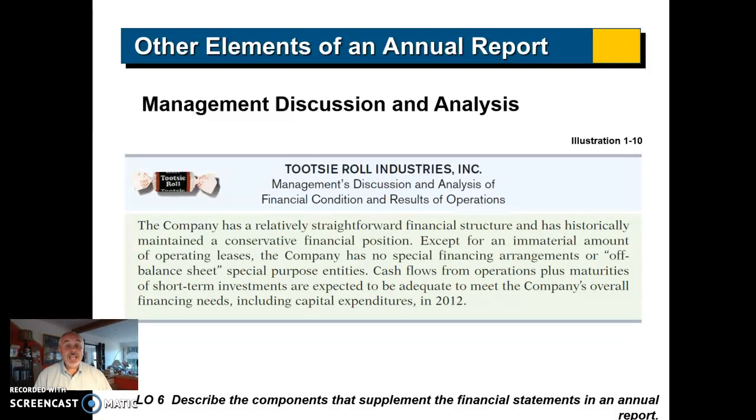It further says cash flows from operations plus maturities of short-term investments are expected to be adequate to meet the company's overall financing needs, including capital expenditures in 2012. What this sentence says is, we generate enough cash internally from our operations that we can continue to operate without any additional borrowings. And we can also take that internal cash and finance any capital expenditures such as property, plant, and equipment, and it should be covered by the normal cash flow of the company.